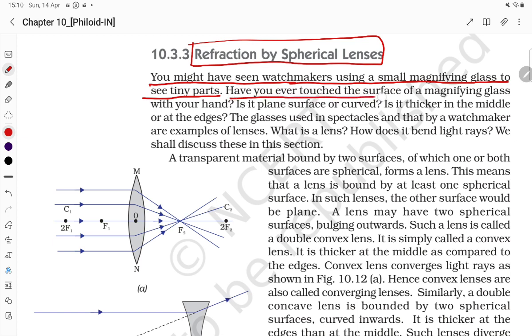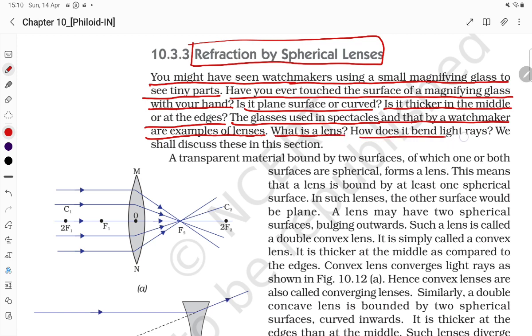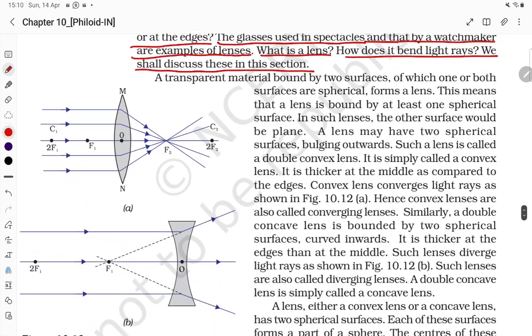Have you ever touched the surface of a magnifying glass with your hand? Is it plain or curved? Is it thicker in the middle or at the edge? The glass used in spectacles and that of the watchmakers are examples of lens. What is a lens? How does it bend light rays? We shall discuss this in the sections.